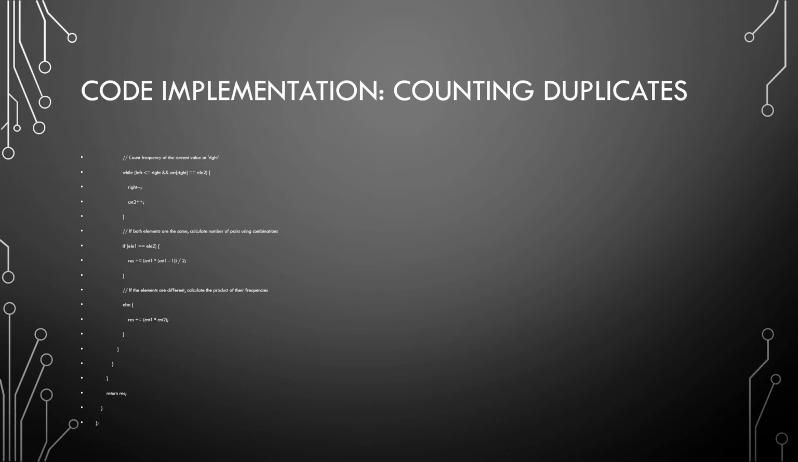To count the duplicates, we increment the count of the left and right elements, moving the pointers to find other occurrences. If the elements at the left and right pointers are the same, we calculate the number of ways to choose two elements from the available occurrences. Otherwise, we simply multiply the counts of the elements at the two pointers to find the number of valid triplets.